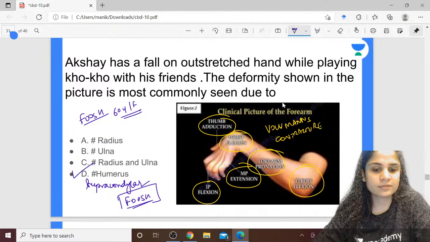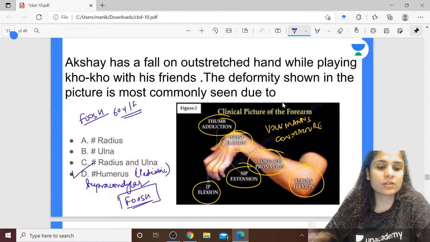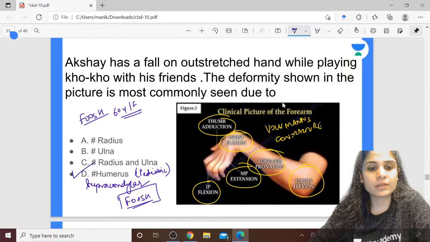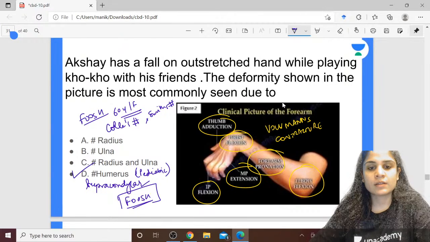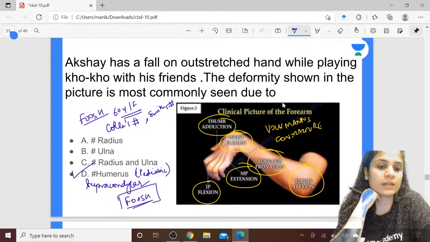Supracondylar. FOOSH in a pediatric age group causes supracondylar fracture, correct? FOOSH in a 60-year-old female causes, very good Manoj, mostly Colles' fracture. Or it can even cause Smith's fracture, correct? Depending on how the patient has fallen. Alright. Now, can you tell me what is the most commonly injured nerve in case of supracondylar fracture humerus?